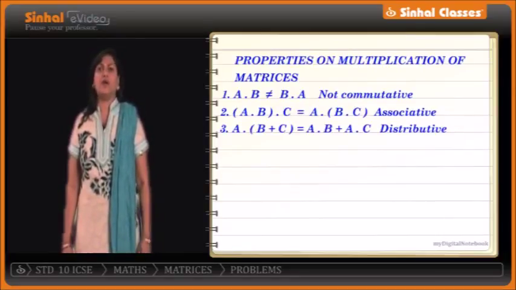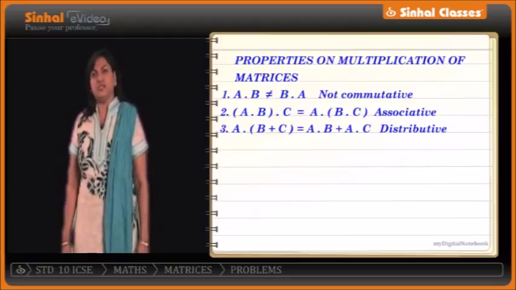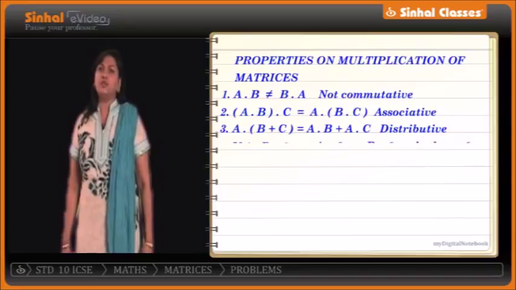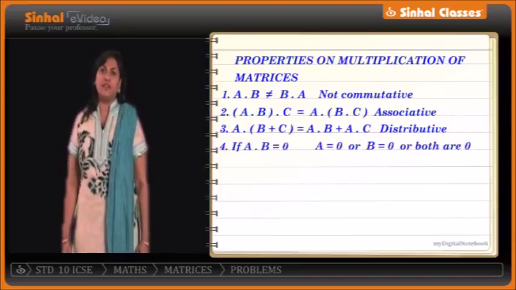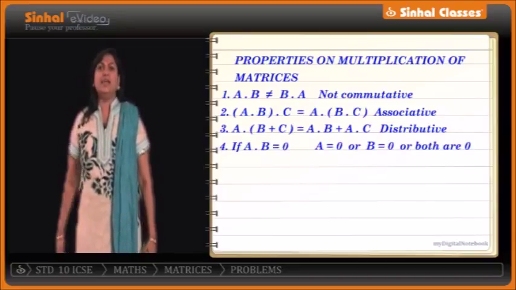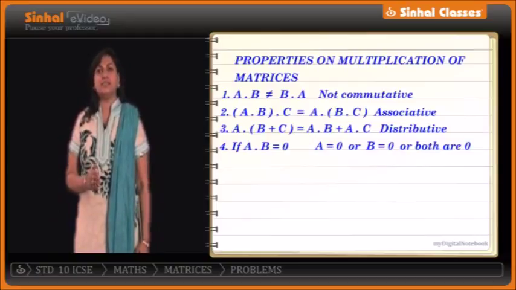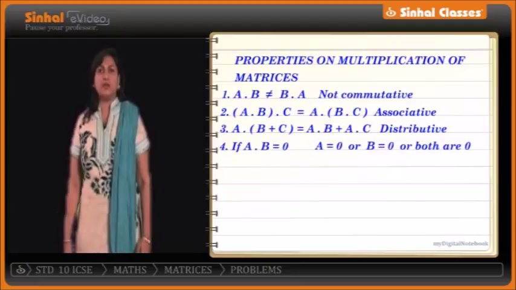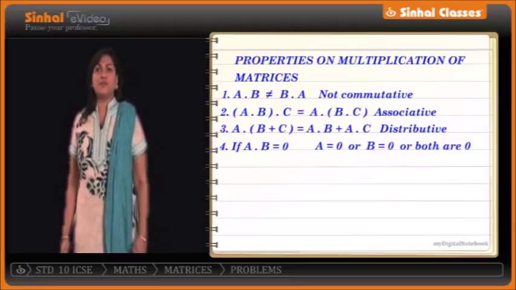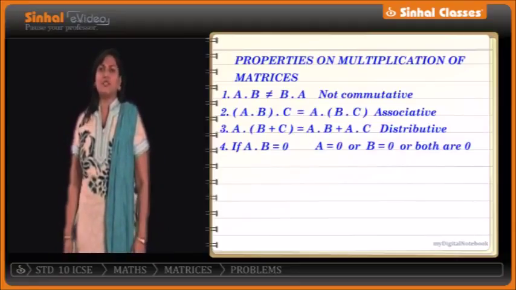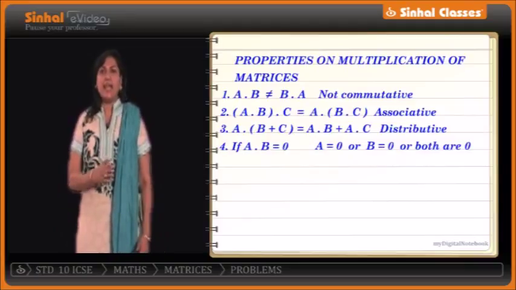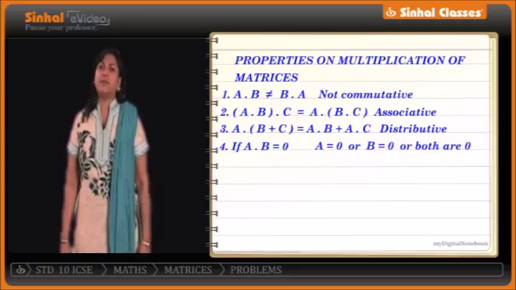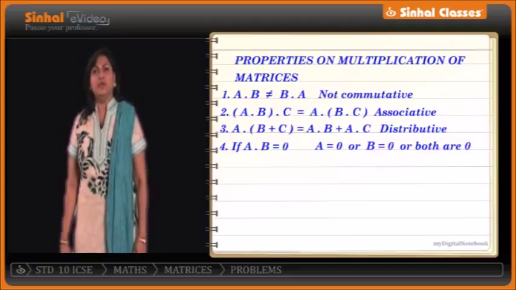This property is called distributive property. Now the fourth one: if A into B is equal to 0, can we say that either A is 0 or B is 0 or both are 0? Will this always be true? Or is it possible that A and B both are non-zero but still their product will be 0?